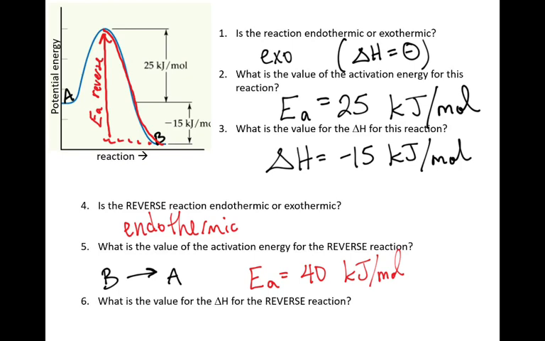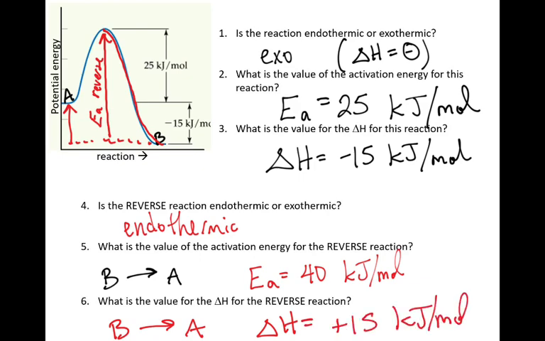And that's related to number 6 also. So 6 says, what's the value for the delta H for the reverse reaction? Well, if you go from B up to A, how far do you have to go up? 15 kilojoules. Again, you're flipping a reaction around. So now we're positive 15 kilojoules. So I'll be asking you some questions on your assignment about flipping a reaction around. It just means you read the graph backwards. You still have to go from wherever you're starting, whether it's A or B, up to the top of the hill. So just think about it like riding a roller coaster backwards.